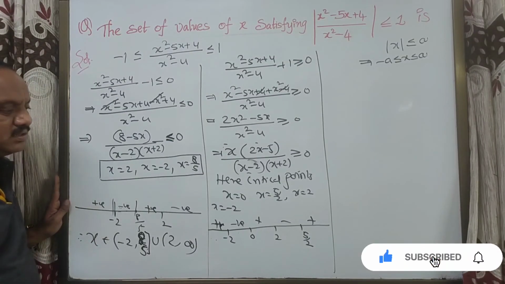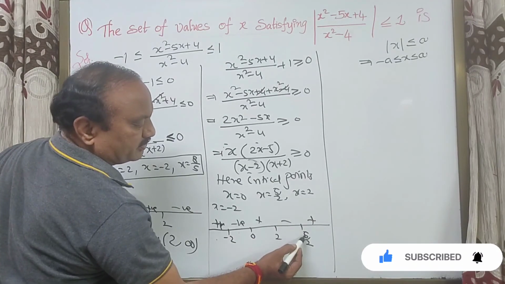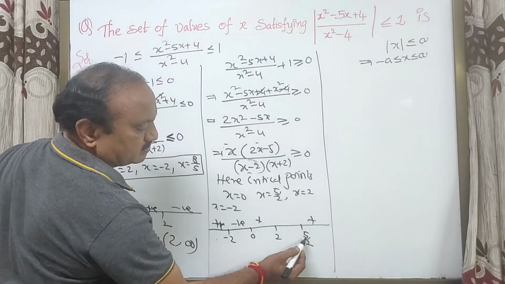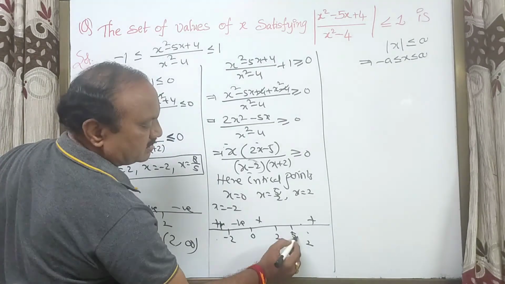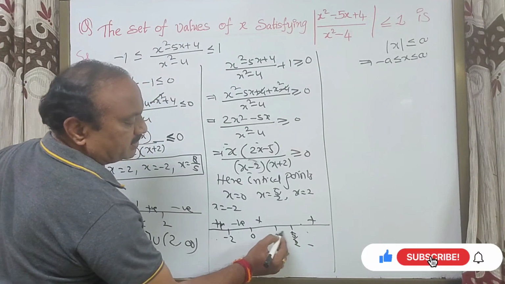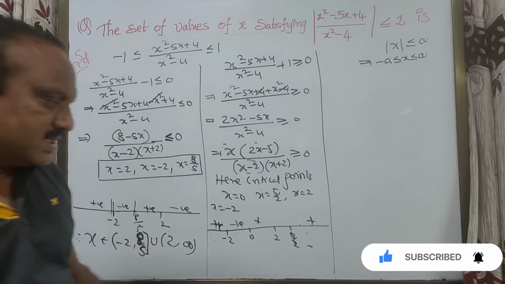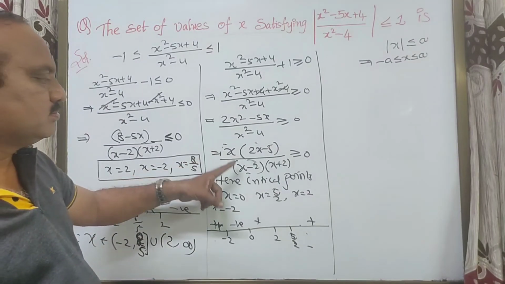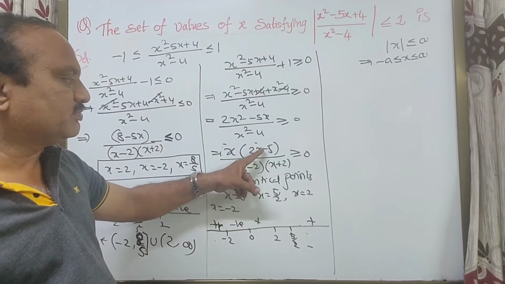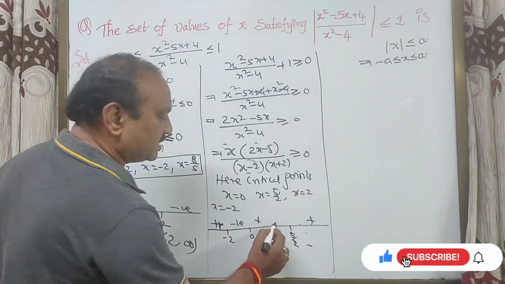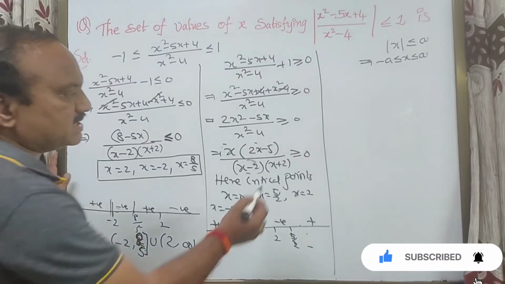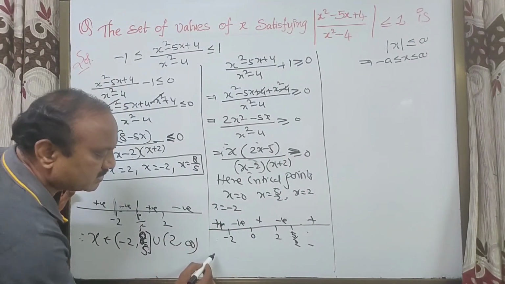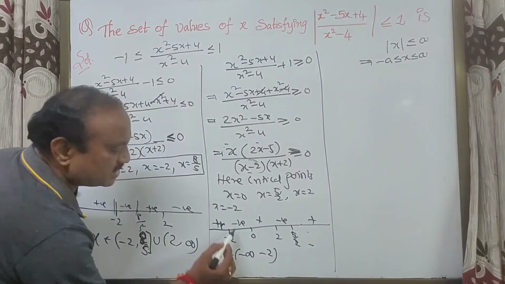Let us check. In between 2 to 5 by 2, 5 by 2 is 2.5. In between 2 to 2.5, let us take one value, 2.4. Positive, positive, positive, and one negative. So here it is negative. What is the condition here? Greater than means positive value. Where do you have positive? Below minus 2 is positive.